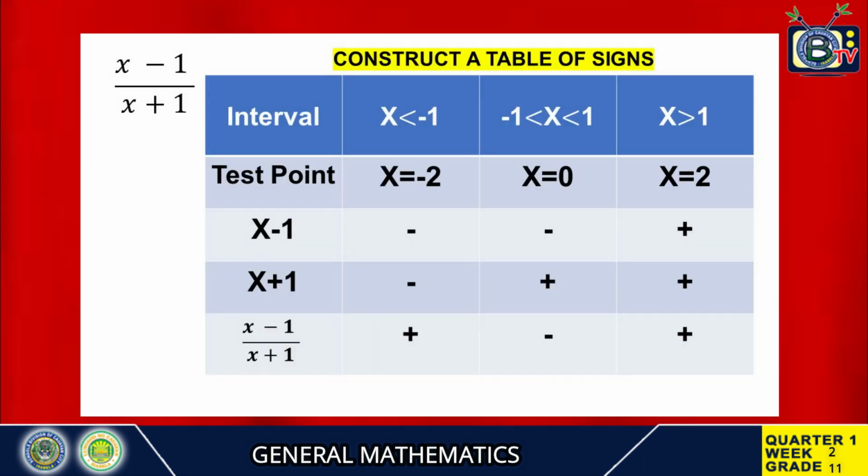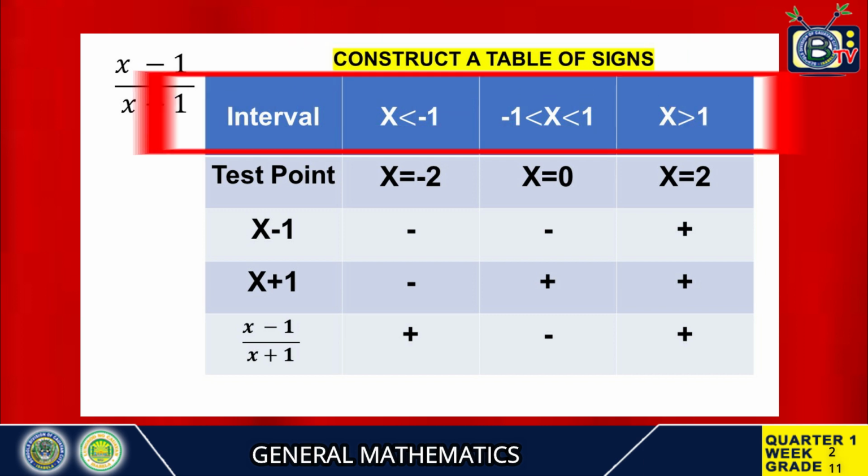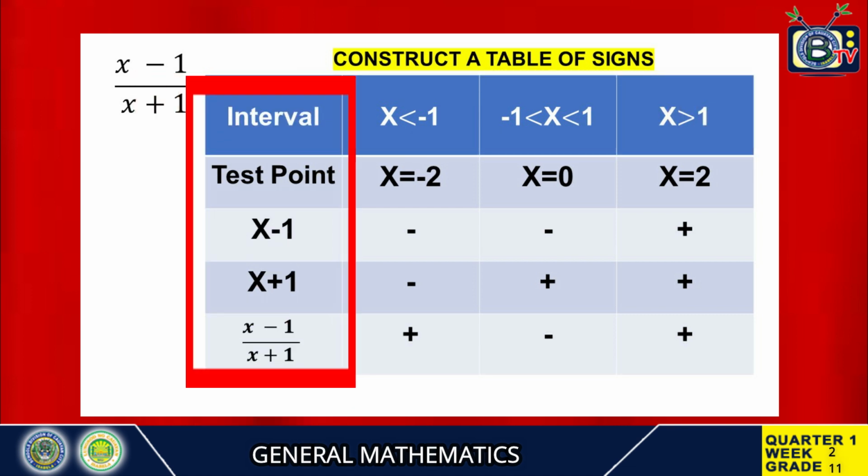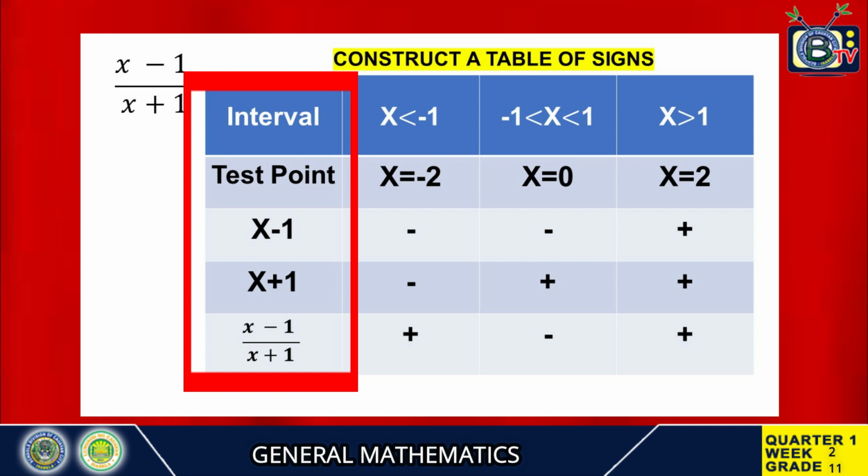Choose convenient test points in the intervals determined by negative 1 and 1 to determine the sign of x minus 1 over x plus 1 in these intervals. Construct a table of signs. So we have here from the table: interval, test point, x minus 1, x plus 1, and x minus 1 over x plus 1.